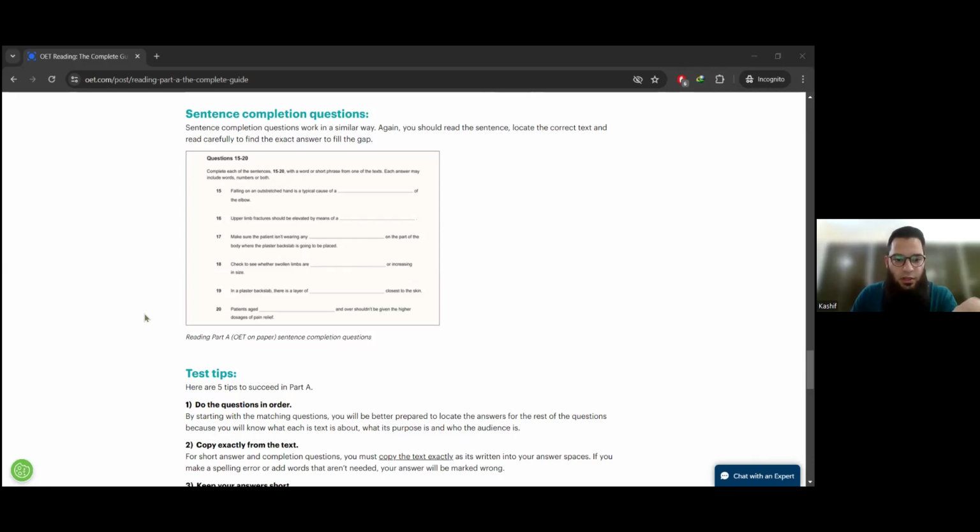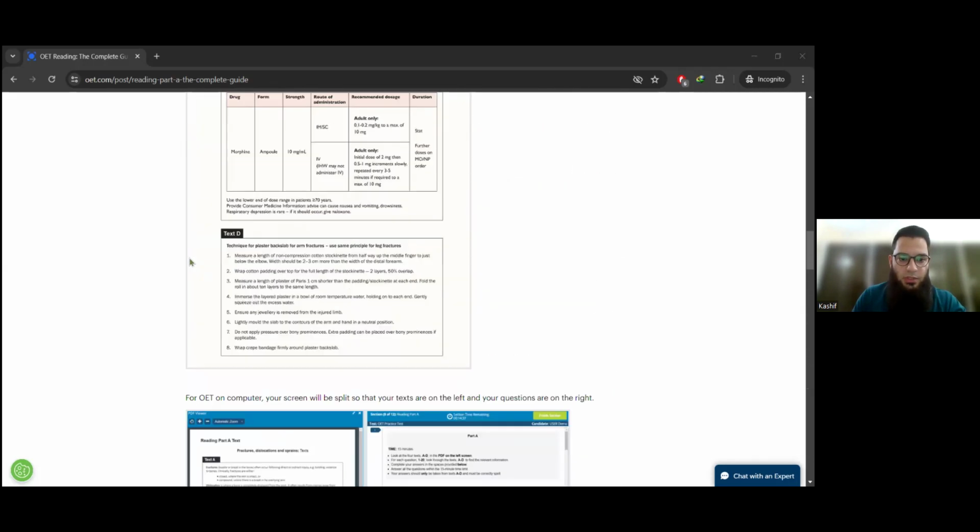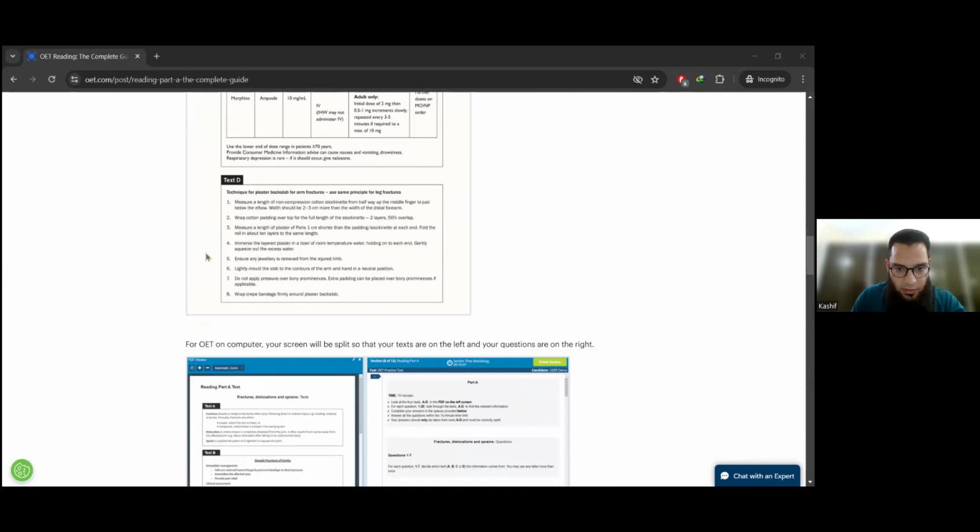Again, guys, please read number 17, and I want you to locate the answer in text D. Make sure the patient is not wearing any dash on the part of the body where the plaster back slab is going to be placed. Okay, let's go back to text D. I think it is in text D. Let's see. Okay, what is the answer?